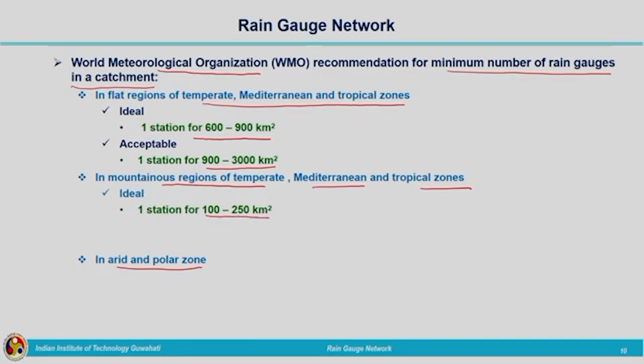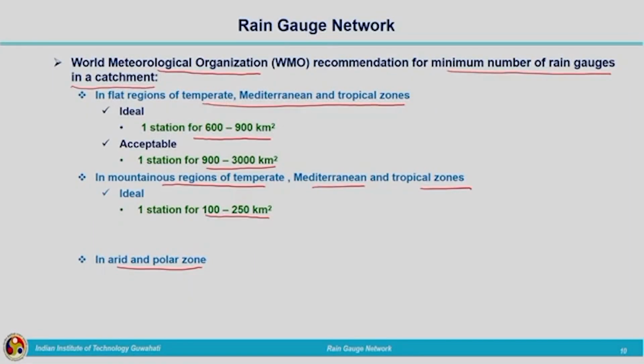We know the type of precipitation itself is changing. Orographic precipitation is present in the hilly, mountainous region. Whenever there is an obstruction, the rainfall is due to the orographic action. So, in the mountainous region, the recommended value is one station for 100 to 250 square kilometers. Acceptable is one station for 250 to 1000 square kilometers. And in the case of arid and polar zones, one station for 1500 to 10,000 square kilometers.